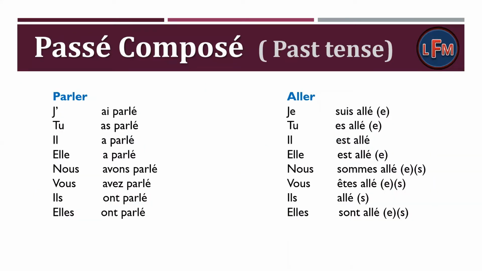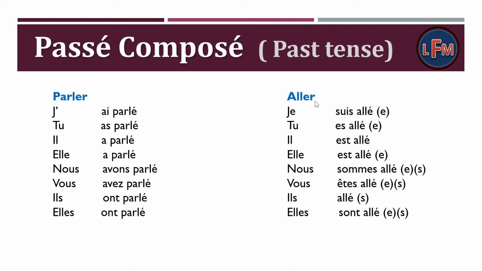Now let's see what is the difference between the conjugation when we conjugate the verb with avoir and when we conjugate the verb with être. Like parler is a verb which goes with avoir. So it will be conjugated like this. We use the auxiliary verb and then the participe passé of the verb.